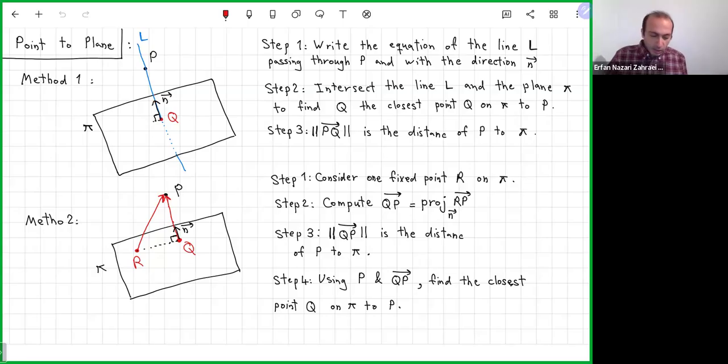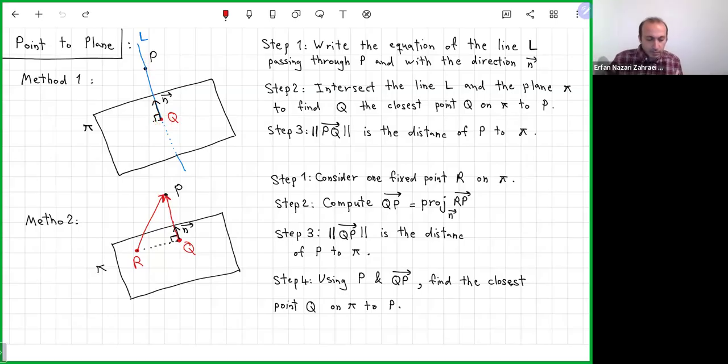We discussed this in the lecture, but let's quickly review it. One method is to consider the line that passes through the point and is perpendicular to the plane. In other words, the line that has this point and whose direction is the normal vector of the plane. So consider this line, write down the equation of it. Then intersect this line with the plane to find the closest point Q, the closest point on the plane to the point P. Now that you have the closest point, find the distance between P and Q.